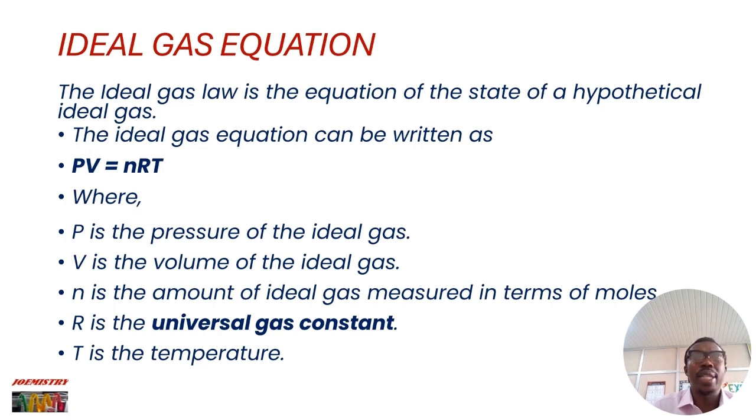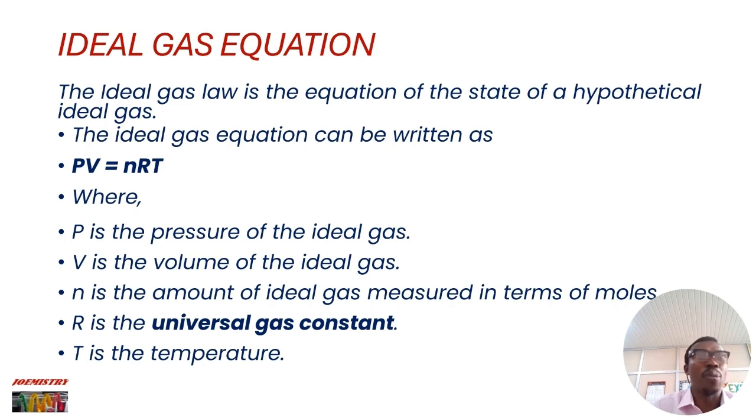P is the pressure of the ideal gas. Pressure can be in Pascal, it can be in Newton per meter square, it can be in atmosphere, it can also be in millimeter mercury height. V is the volume of the gas, which can be in meter cube, it can be in cm cube, it can be in dm cube. n is the amount of ideal gas measured in terms of mole.